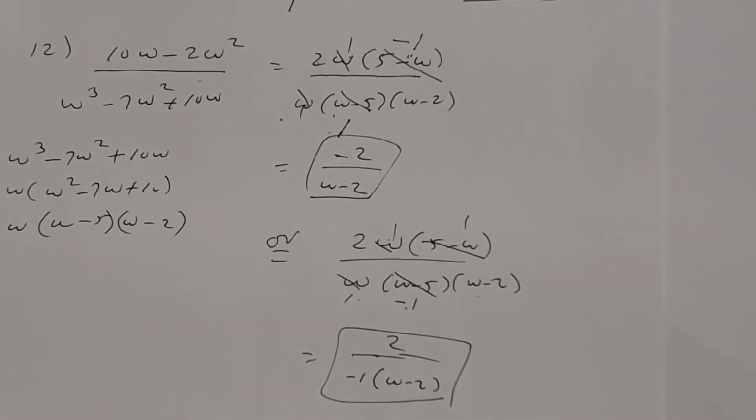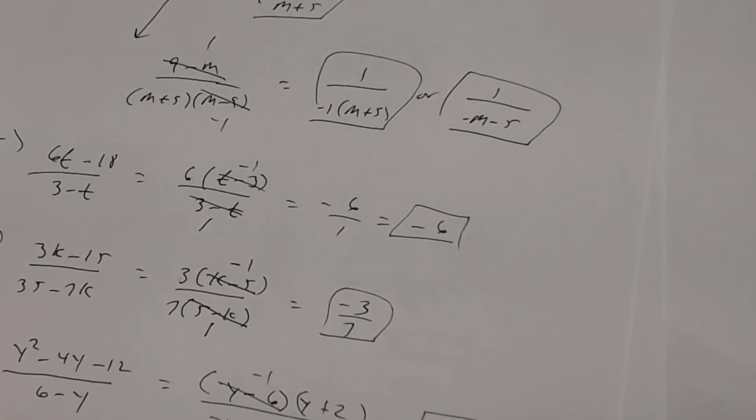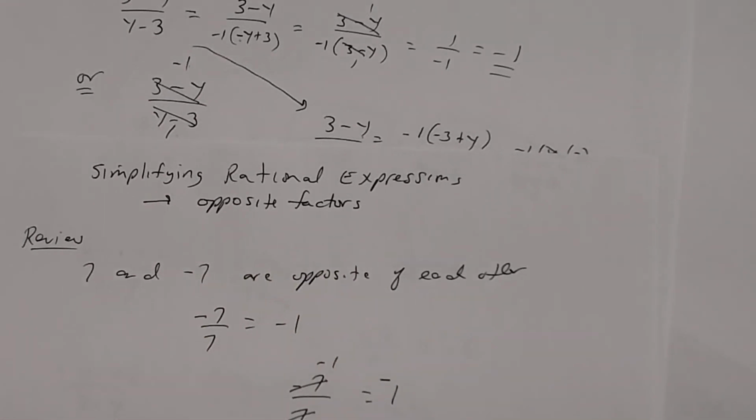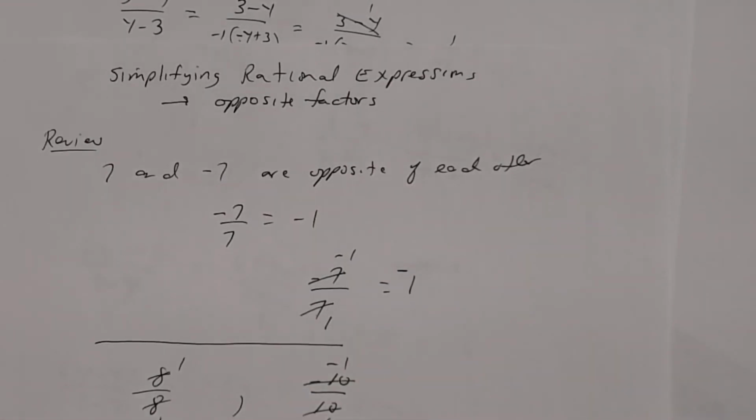All right, so you know now that when simplifying rational expressions, it is possible for you to have opposite factors. And now you know what to do when you have opposite factors. So that's the end of this lesson.